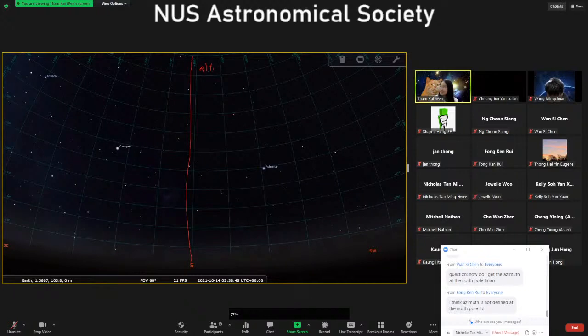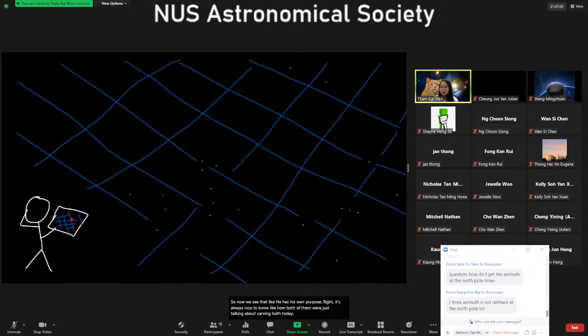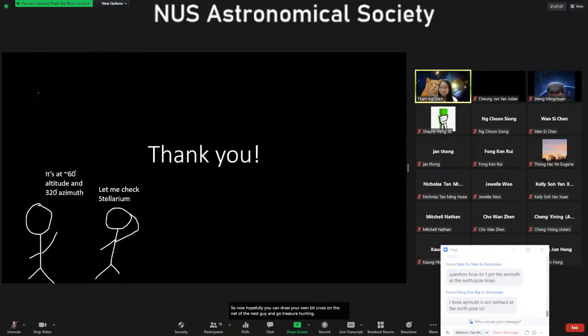So with that, we see that each map has its own purpose, but it's always nice to know how both of them work, which is why we're covering both today. So now hopefully you can draw your own red cross on the map of the night sky and go treasure hunting. Yep, so that's the end.